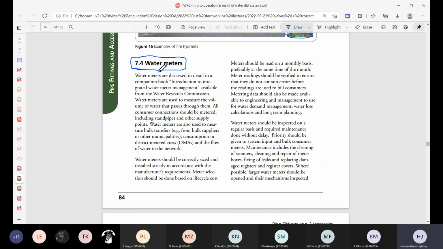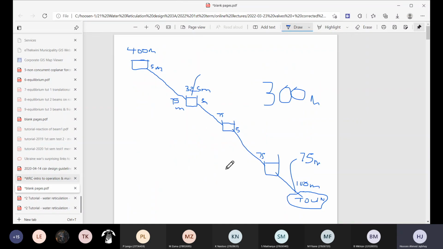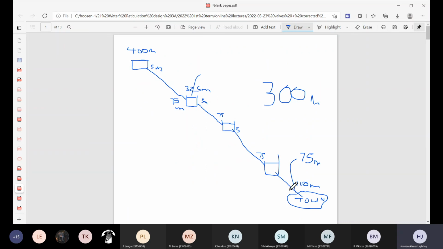So bulk water meters, I'm referring to the water that's supplying a town. Let me just come back to this diagram. We might decide, for example, to install a meter at that point in that pipeline over there, because if you install a meter at that point, it would give the water supply authority an opportunity to measure the total amount of water supplied to that town.